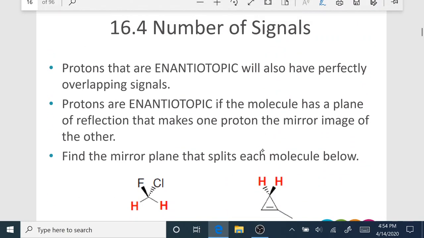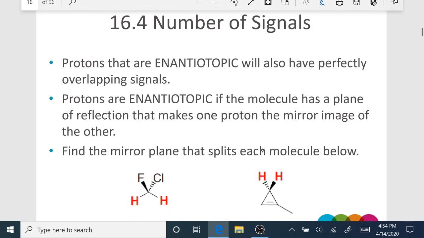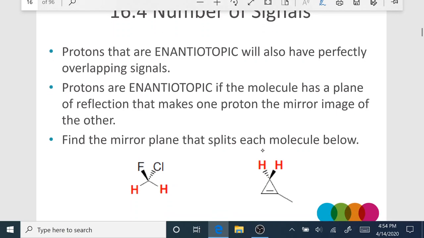So we call hydrogens in NMR protons. So these protons are enantiotopic if they also have perfectly overlapping signals. So let me say, if they're homotopic, they're going to give you the same signal.